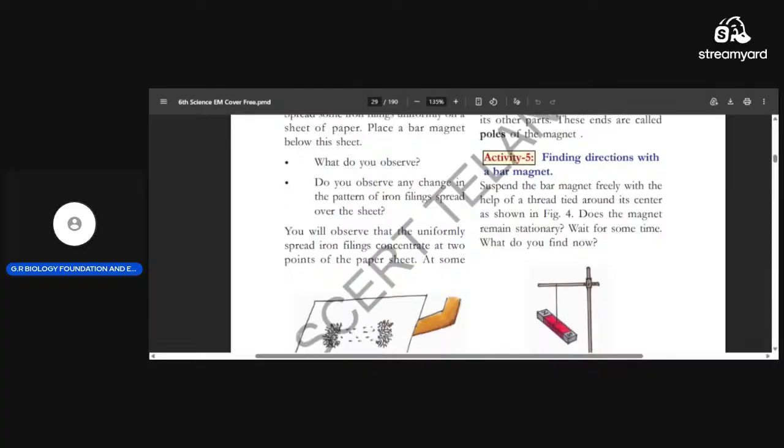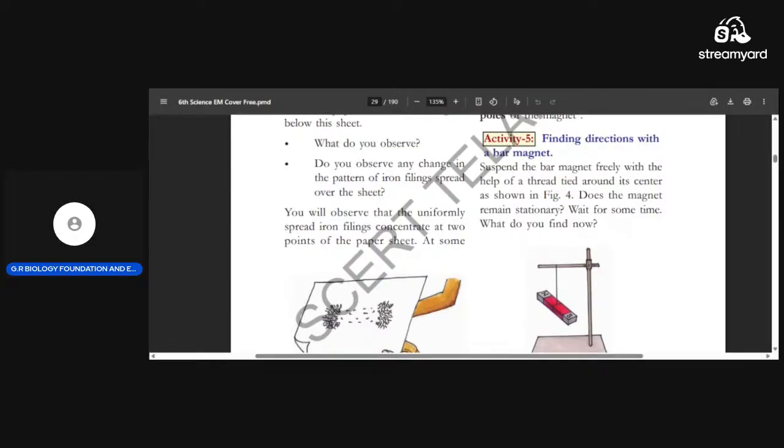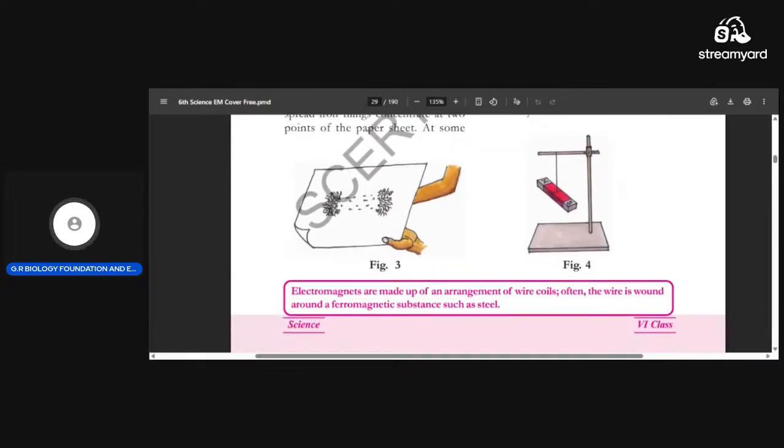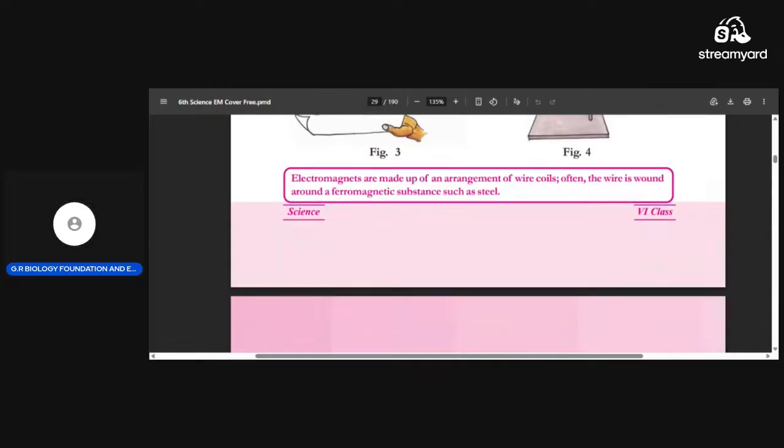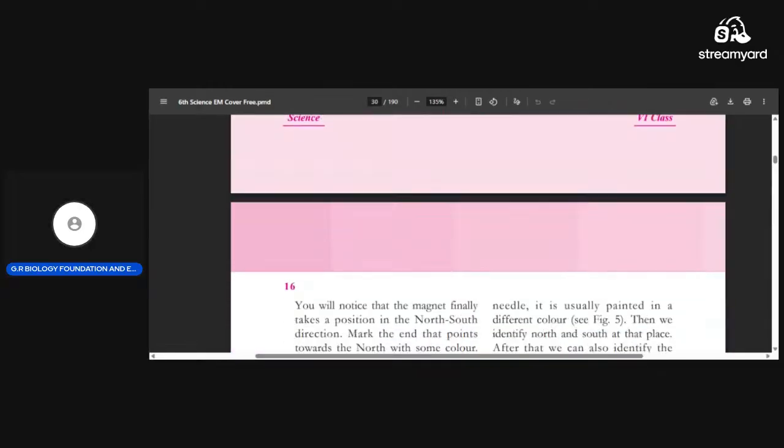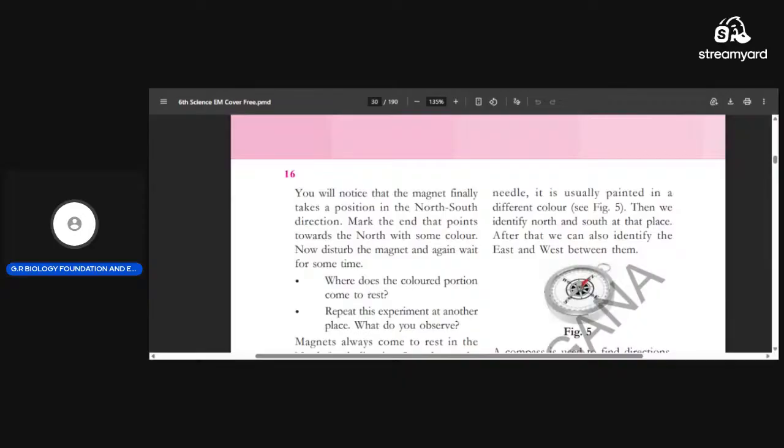Activity 5. Finding directions with a bar magnet. Suspend the bar magnet freely with the help of a thread tied around its center, as shown in figure 4. Does the magnet remain stationary? Wait for some time. What do you find? We have to tie the bar magnet as in the picture and leave it freely.